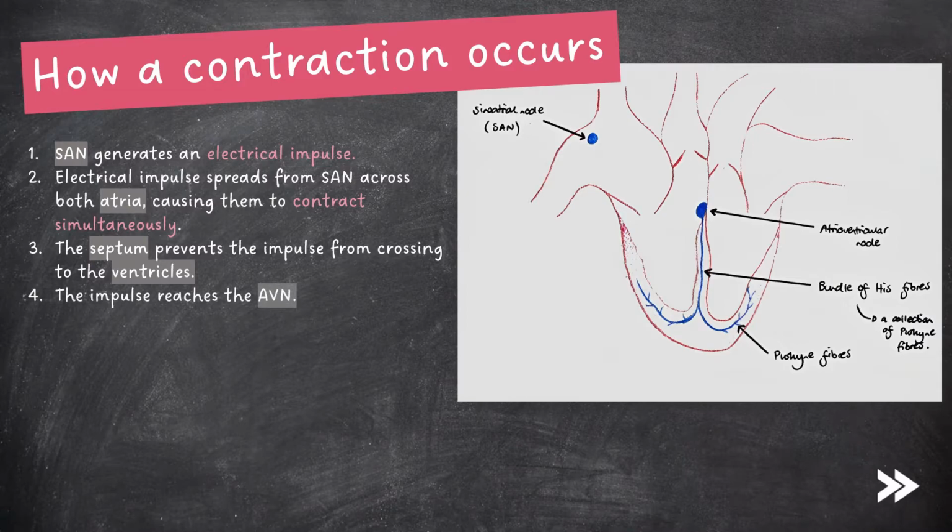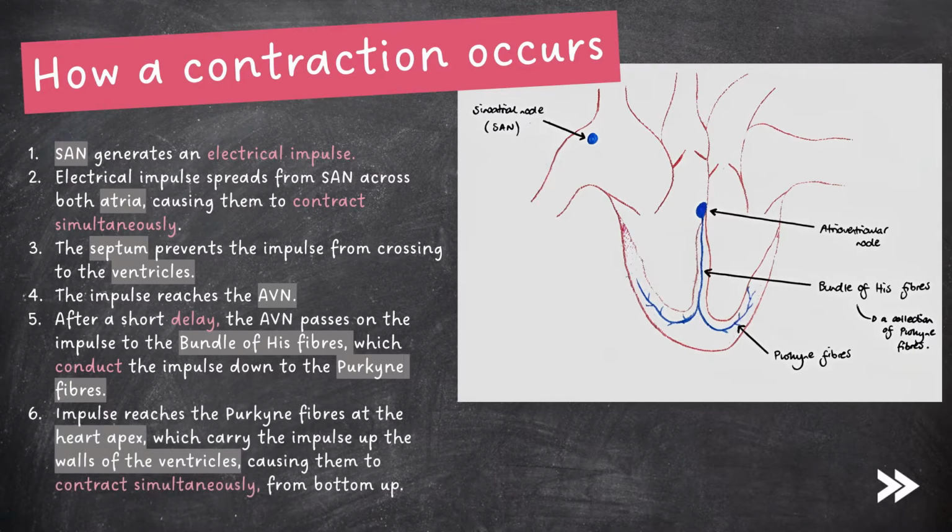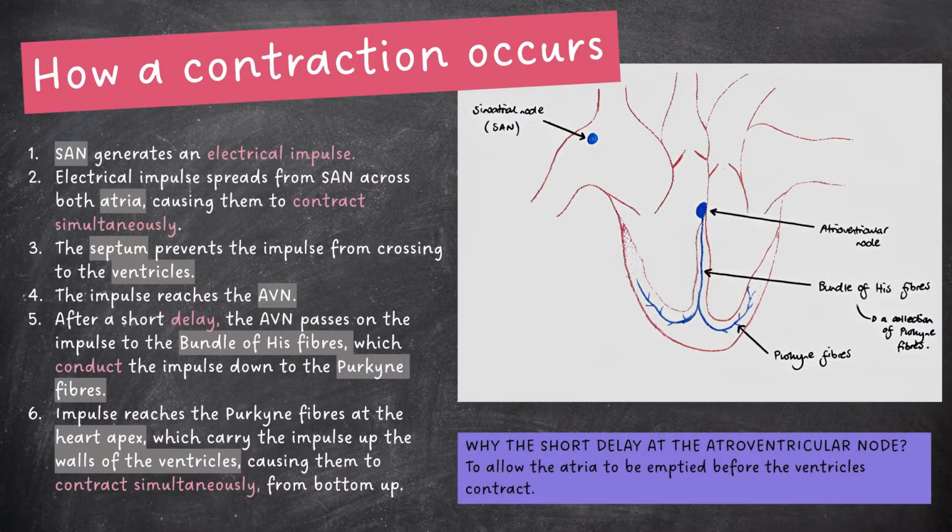The impulse then reaches the AVN. After a short delay, the AVN passes on the impulse to the bundle of His, which conducts the impulse down to the Purkinje fibers. Finally, the impulse reaches the Purkinje fibers at the heart apex, which carry the impulse up the walls of the ventricles, causing them to contract simultaneously from bottom up. So why is there a short delay at the AVN? This is to allow the atria to be emptied before the ventricles contract.